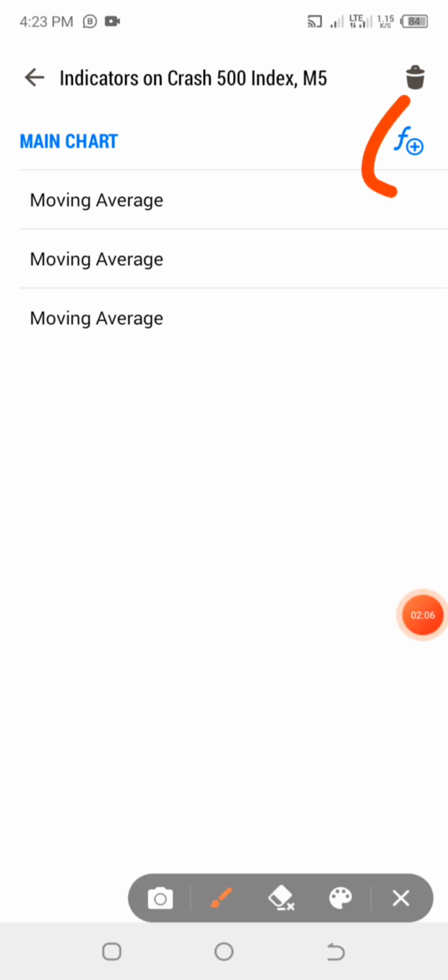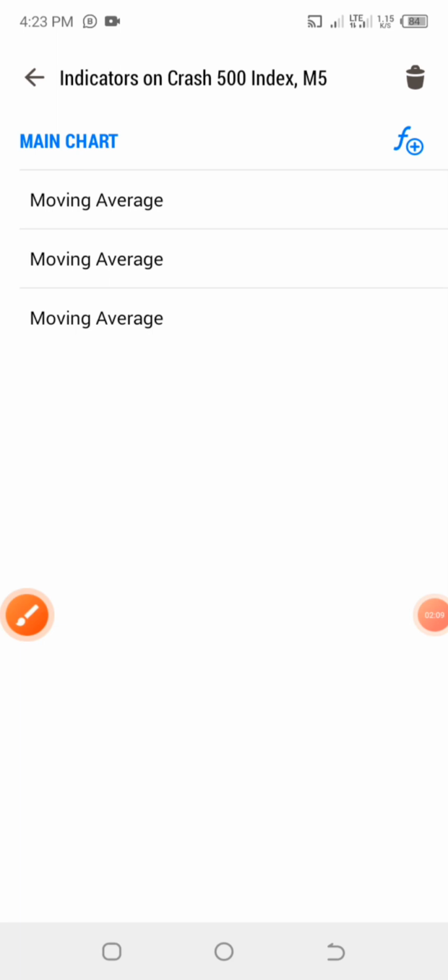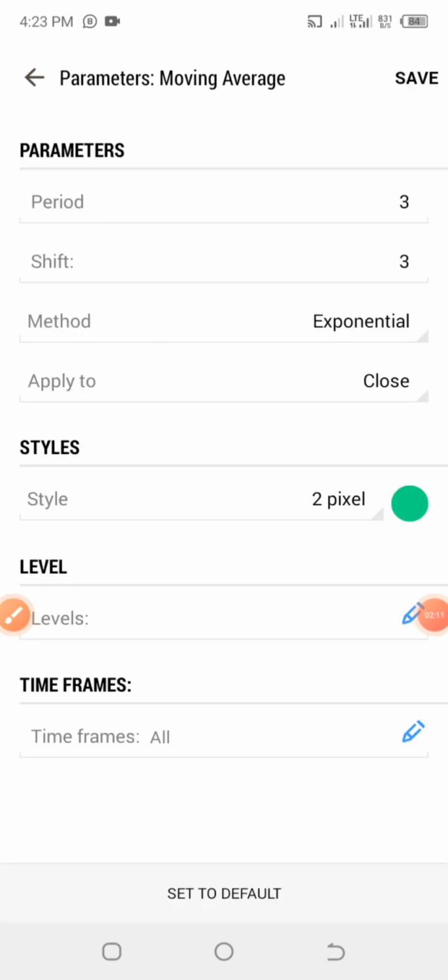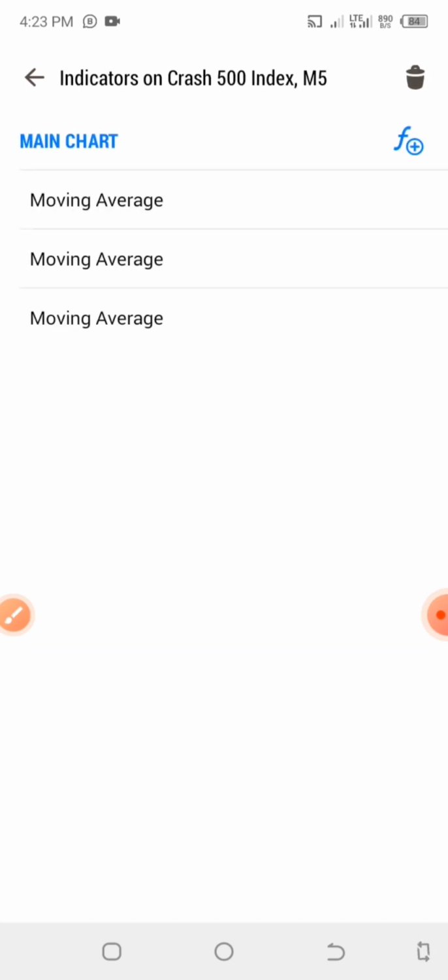When you click on the F plus, search for moving average and click on it. So these are the parameters for the first moving average. The period is going to be 3, shift 3, and the method is going to be exponential. Apply to close, and for style I'm going to be using the green color. When you're done like this, click on save, and then you're going to have a moving average on your chart.